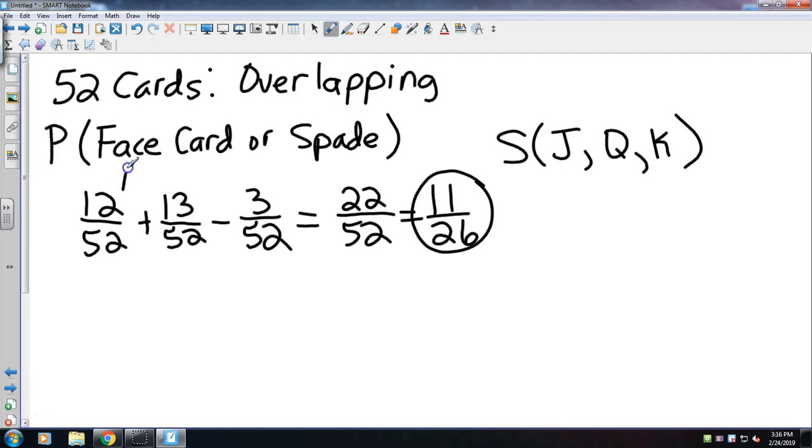Okay, so one more time. 12 out of 52 are face cards. 13 out of 52 are spades. And 3 out of 52 are the spade face cards, or face cards that are spades, however you want to look at that. So add the two probabilities and then subtract the event that occurs both times. So we're about 7.5 minutes. That is Chapter 9, Section 4, Overlapping Events.